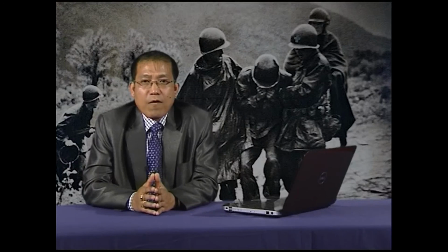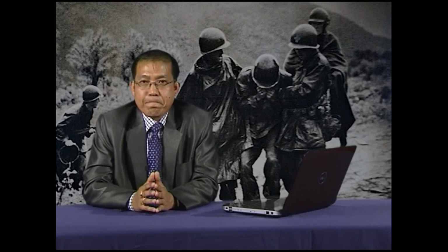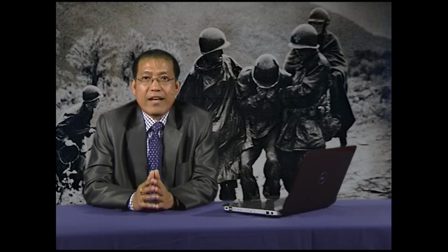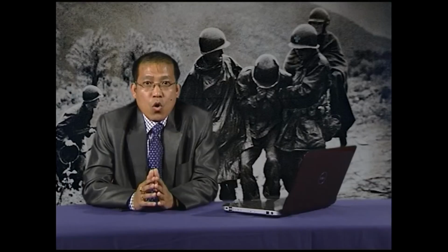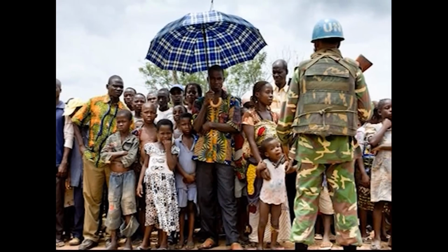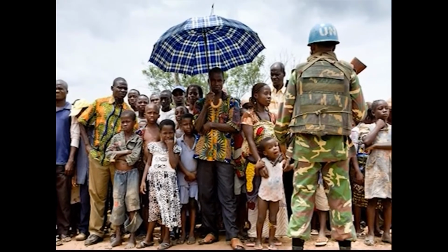The terms of Article 17, paragraph 1 are very clear. The said article states that no one shall be harmed, prosecuted, convicted or punished for such humanitarian acts, while the initiative in paragraph 1 lies with the civilian population.